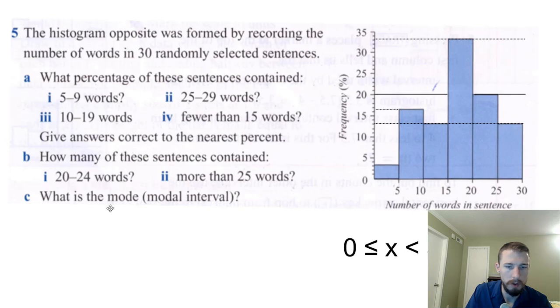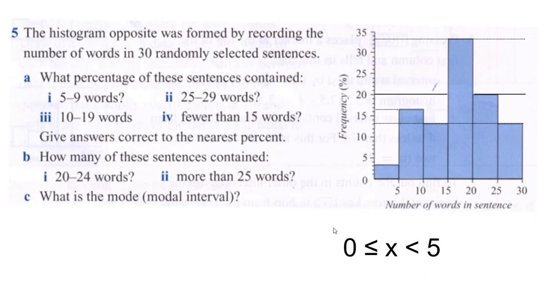All right, so what is the mode or modal interval? The mode is simply talking about the most frequent bin or interval. So our most frequent one is going to be anywhere from 15 to 20, but not including 20. By the way, this is how you would write it out in interval notation. The first bin here goes from 0 to 5, but not including 5, so strictly less than 5.